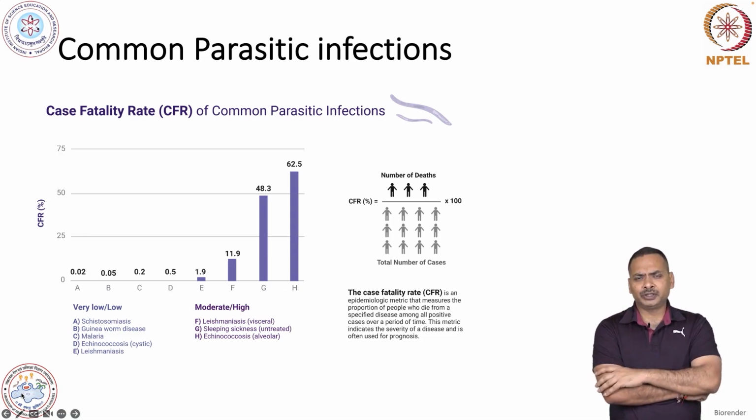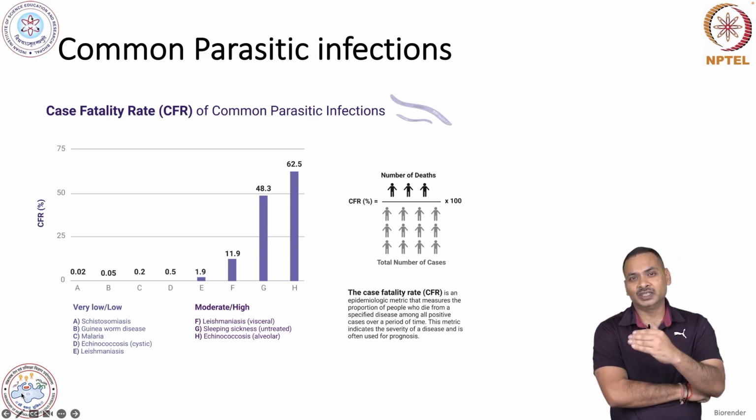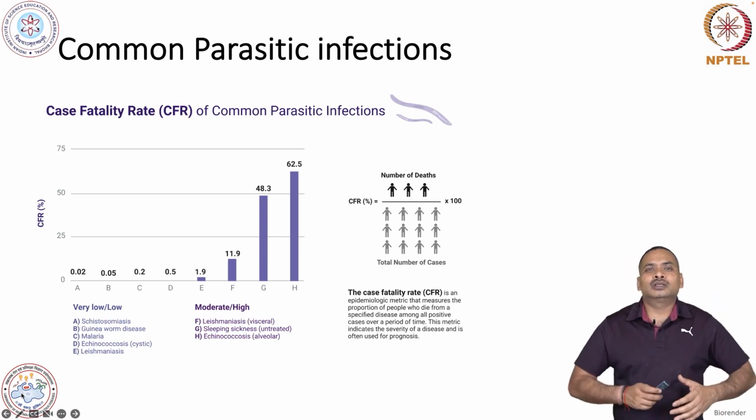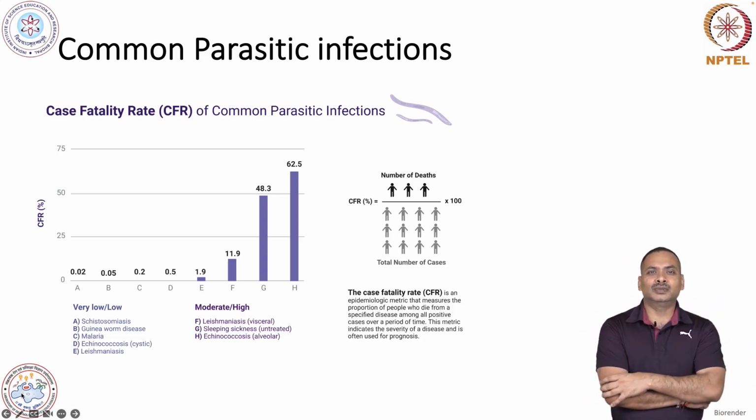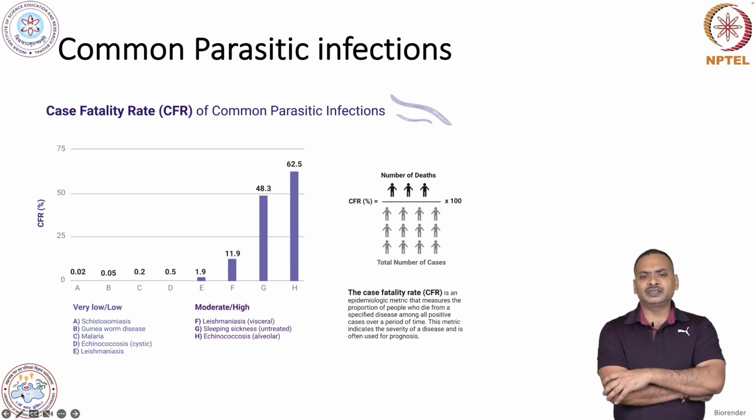This is an epidemiologic metric that measures the proportion of people who died from a specific disease. Let's take the example of malaria: the people who died from malaria among all positive cases over a period of time. This metric indicates the severity of a disease and is often used for prognosis.